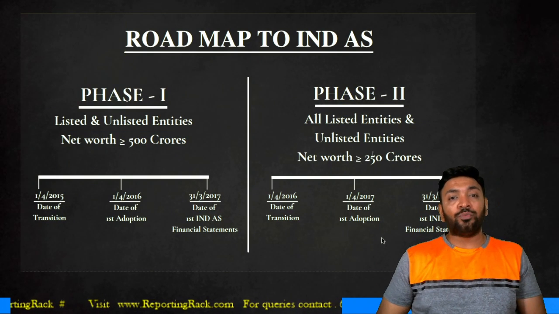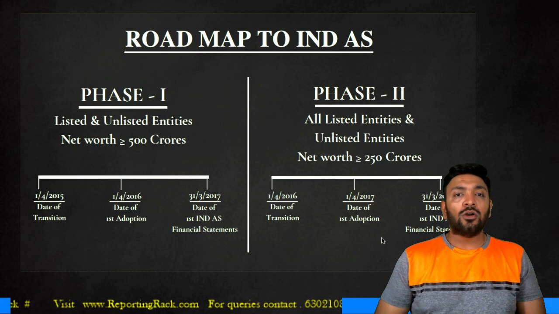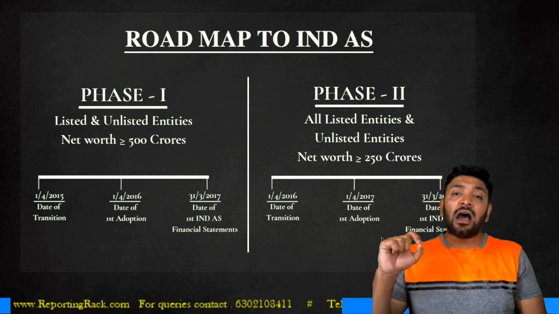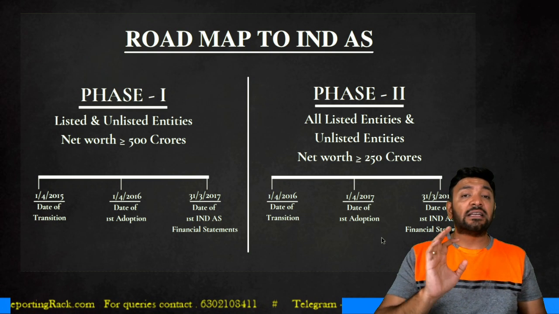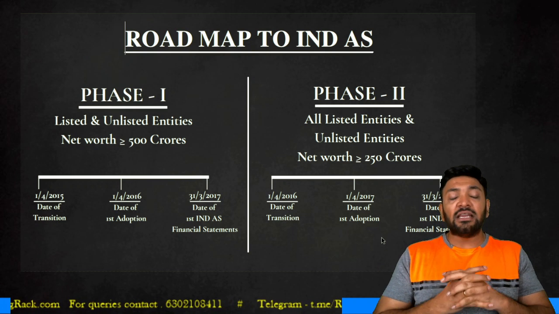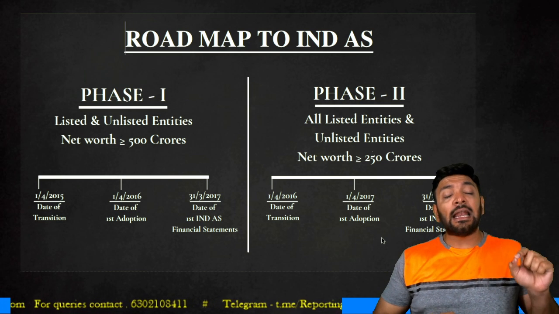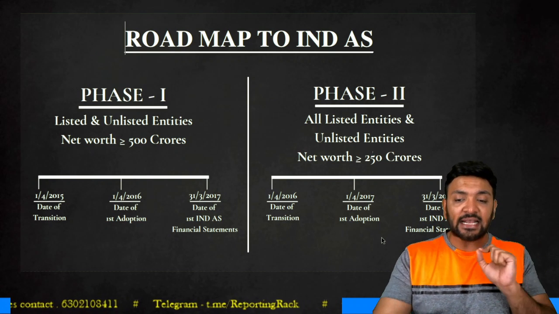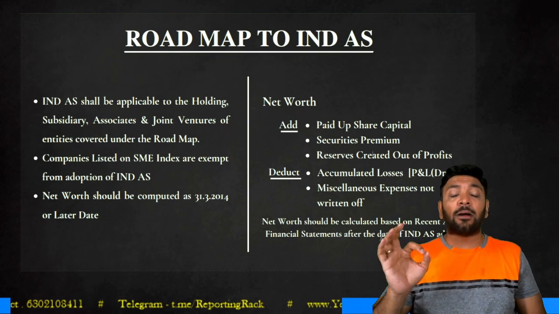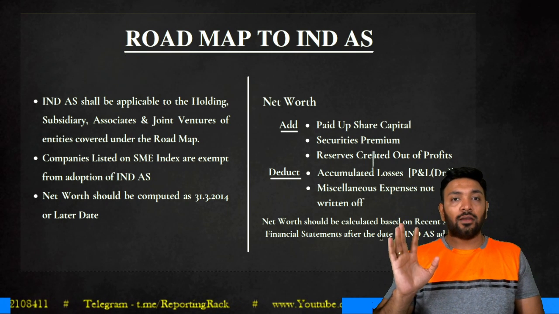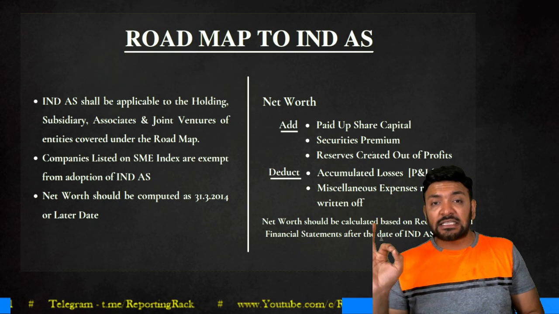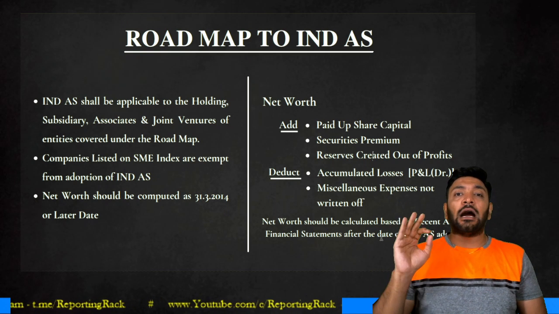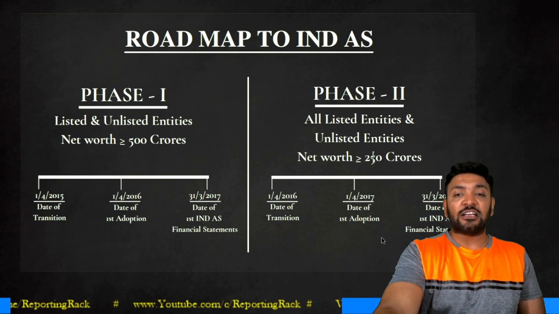If you look at phase 2, all listed enterprises are covered. All listed enterprises means one where either the debt securities or equity securities are listed on a stock exchange recognized by SEBI. But here they say that certain entities which were particularly listed on the small and medium exchange, SME index as they call, are excluded from application of IND AS. Any enterprise listed on an SME index, small and medium enterprise index, should be excluded from adopting IND AS if they fall under the phase 2 category.